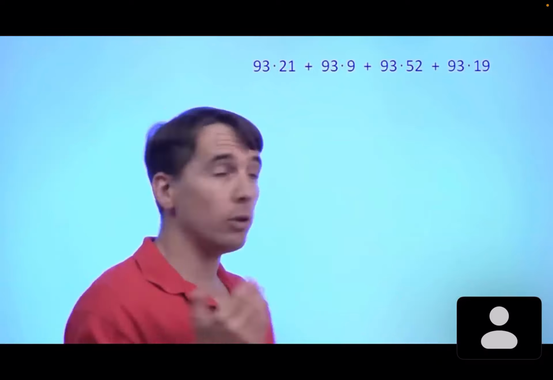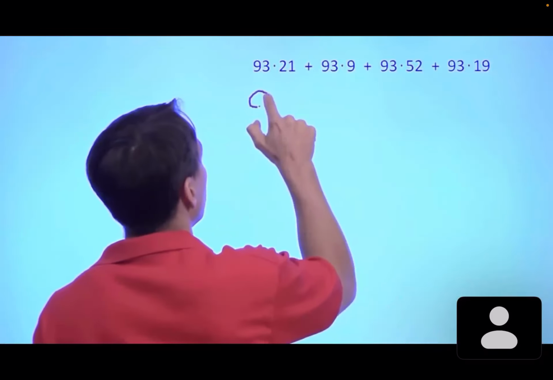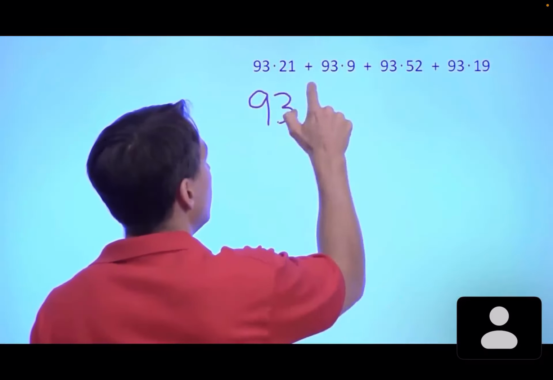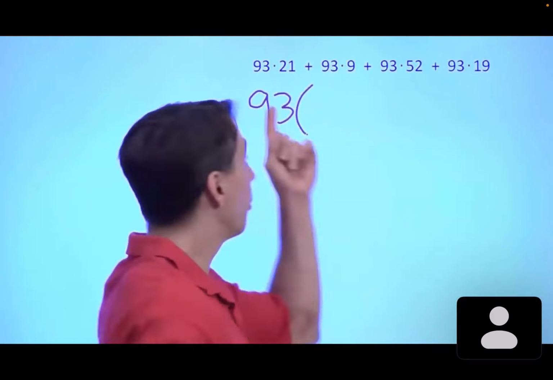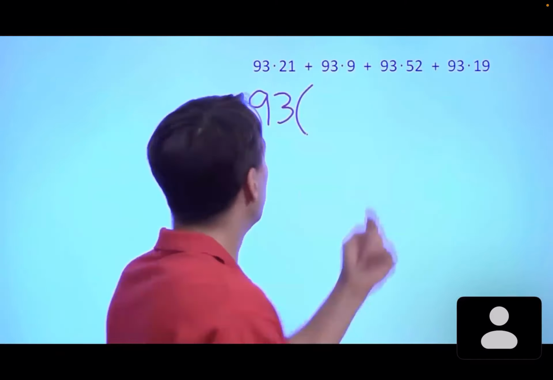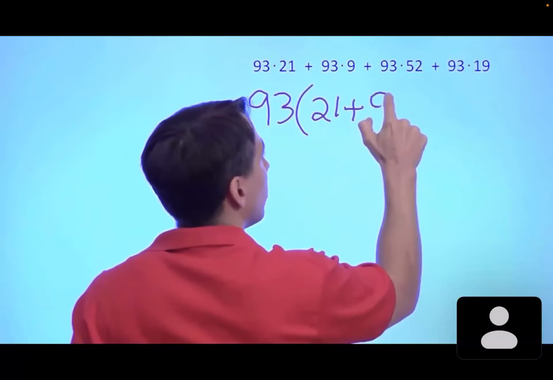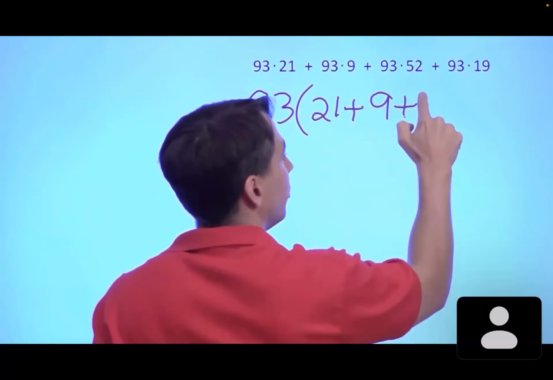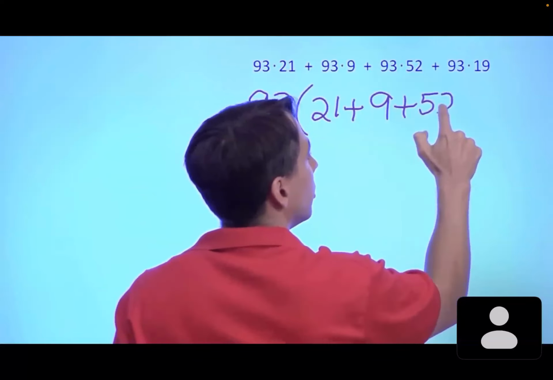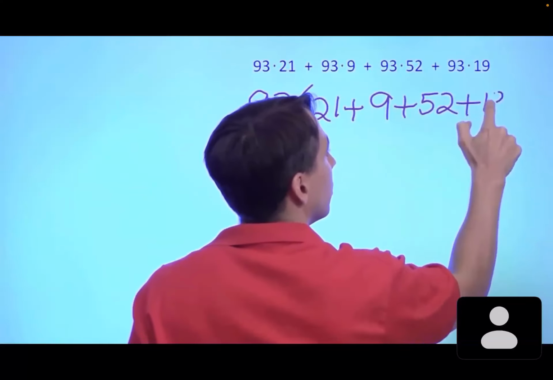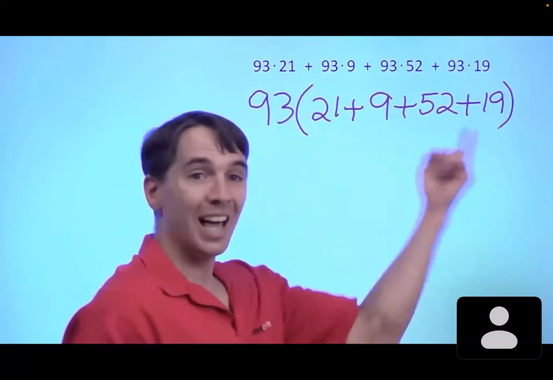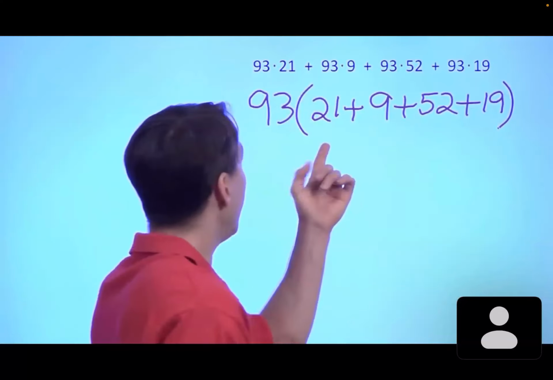We factor out the 93. And we write this as 93 times the sum. We pull out the factor of 93 from each one of these products, and we're left with 21 plus 9 plus 52 plus 19. And that's a lot easier to deal with. We can add these up in our head.